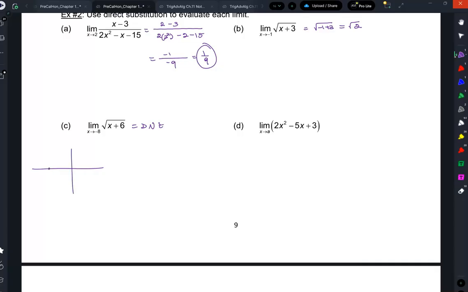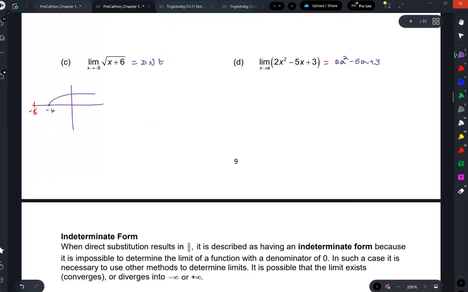The square root of x plus 6 looks like this, right? Where this is negative 6. And where is negative 8? Here. Right, you're not approaching anything. The graph isn't approaching anything there. So it's DNE. All right? Okay. And then here, as x approaches a, we just plug a in here. And that's it. Cool? Cool.